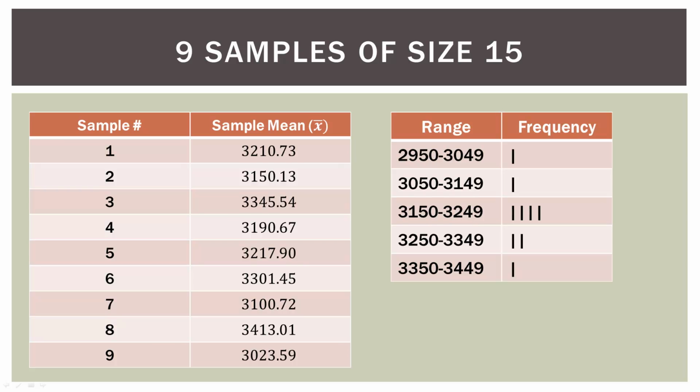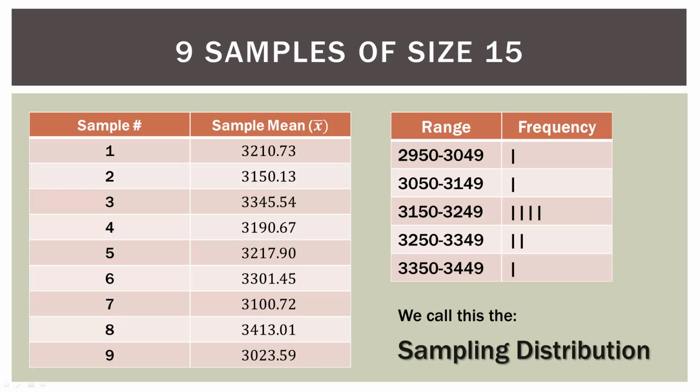And then there is one sample mean that's in the range of 3050 to 3149. Then there are 4 in the next range, 2 and then 1. So we've created a histogram of the sample means themselves. Now we call that the sampling distribution. It is the distribution of several sample means. In this case, 9, but we could have done 20 or 30. But it's a distribution of the sample means themselves.